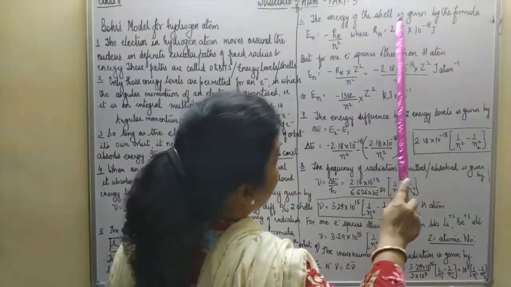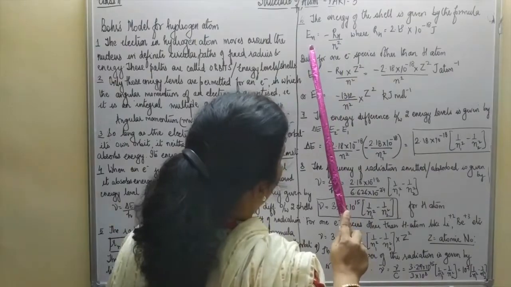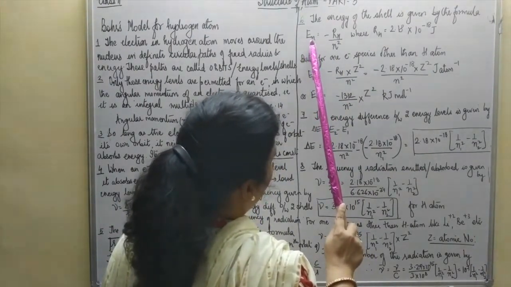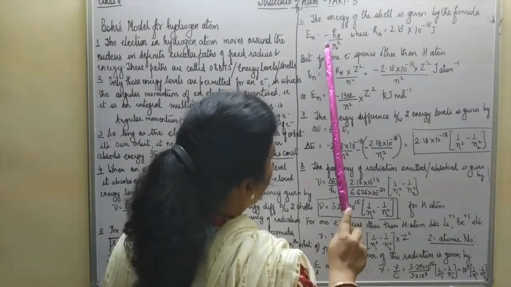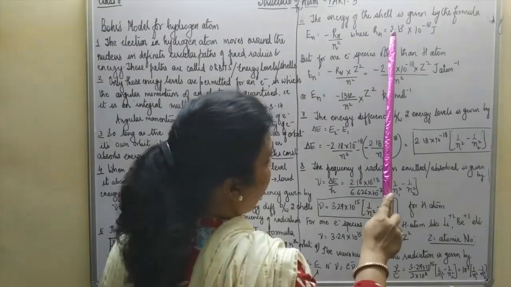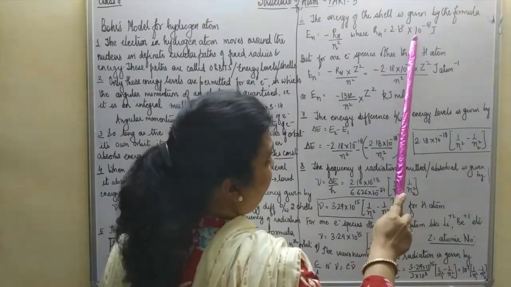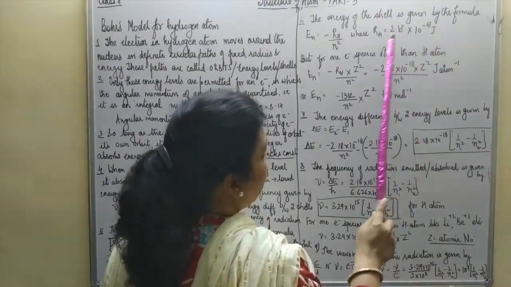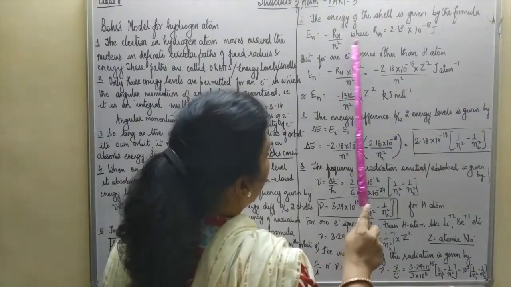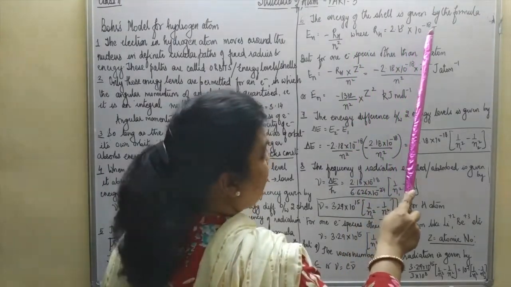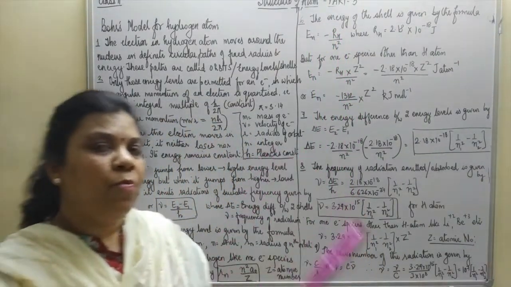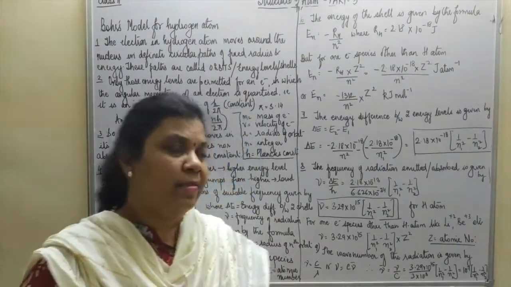The energy of the shell is given by the following formula. Remember, En, the energy of the nth energy level, equals minus RH divided by n square, where RH is Rydberg's constant, which has a value of 2.18 into 10 to the power minus 18 joules. So this is the formula to calculate the energy: minus RH upon n square.